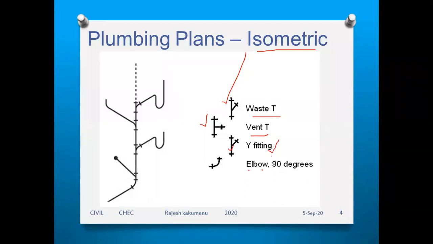Next, the elbow with 90 degrees. You can place the elbow at this point. See here, this type, the Y fitting. So like this, whenever you want to show the isometric view, we have to draw the plumbing plans in this manner. Okay?